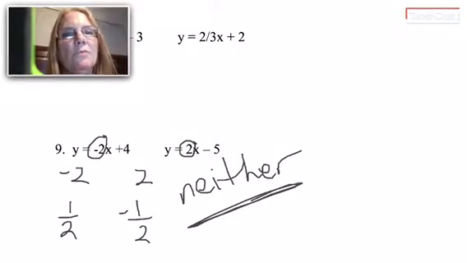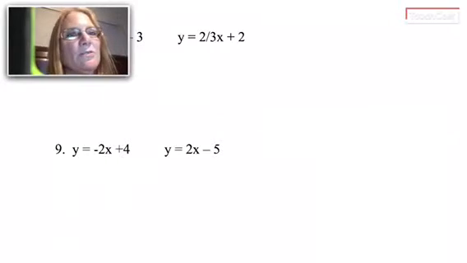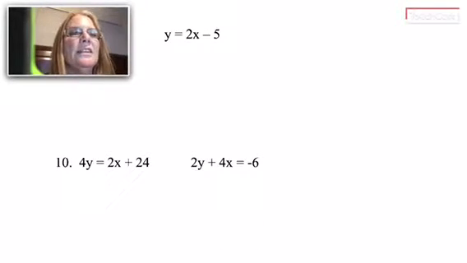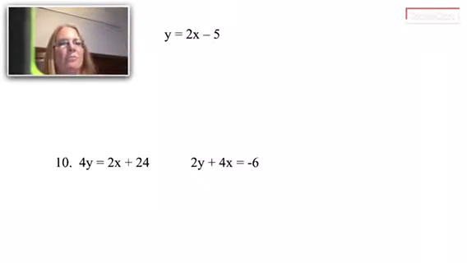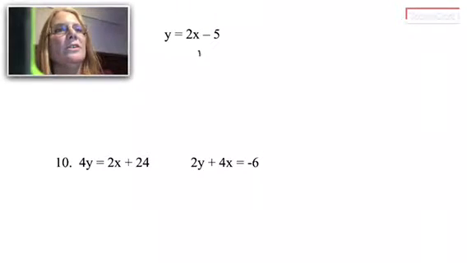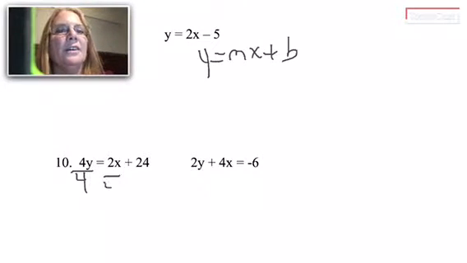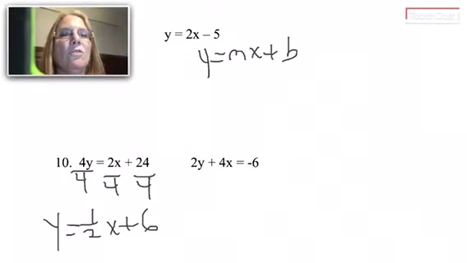All right, we have one more. Let's see what's different on this one. These are not in y-intercept form, but all you need to do is put them that way. So we want these to look like y equals mx plus b, so we simply solve for y. In the first one, it looks like all we have to do is divide everything by 4, and we get y equals 1/2 x plus 6.